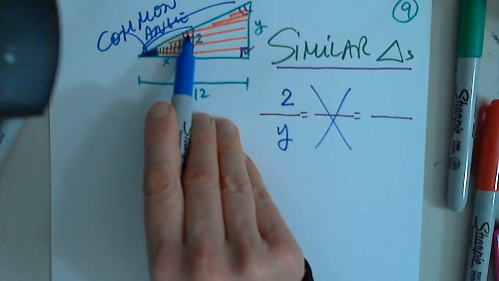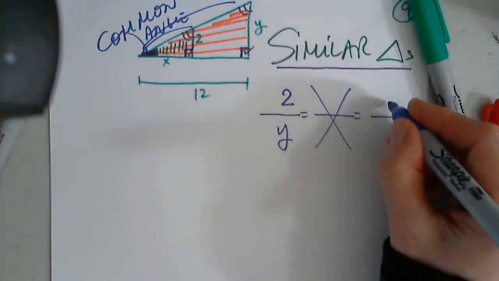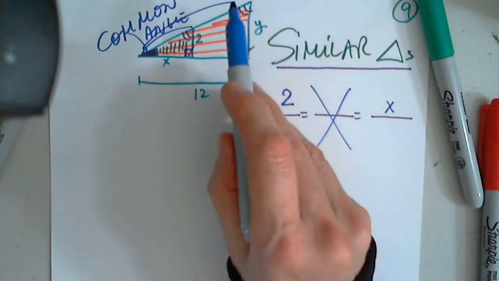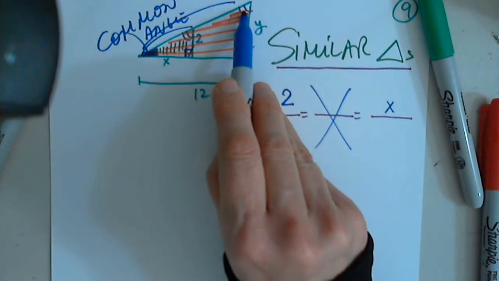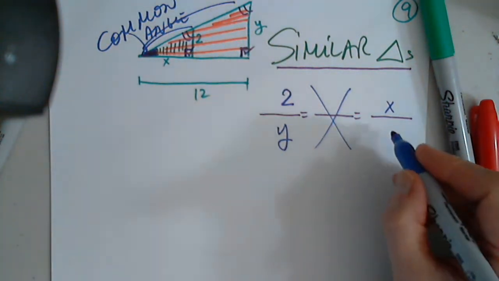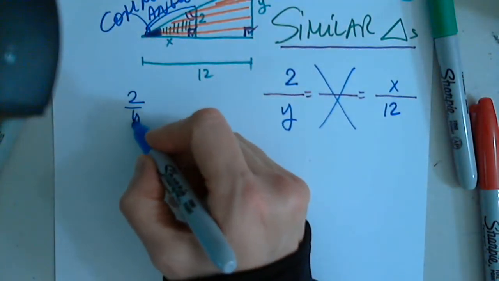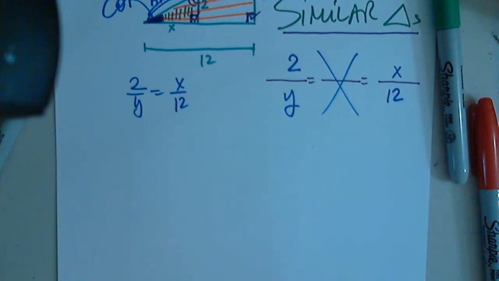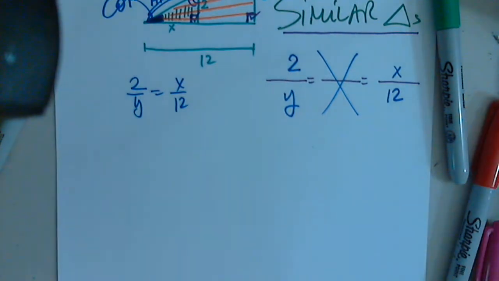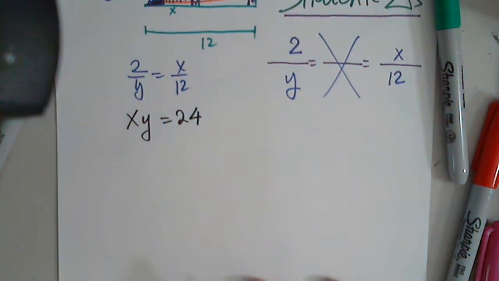What is the opposite side of this angle in the small triangle equal to? X. Because these are congruent, what is the opposite side of this angle in the big triangle equal to? 12. That's it. So all we needed was 2 over y equals x over 12. What do we need to do next? Common sense, algebra tells us to do what? Cross multiply. Very good. So xy equals 24.